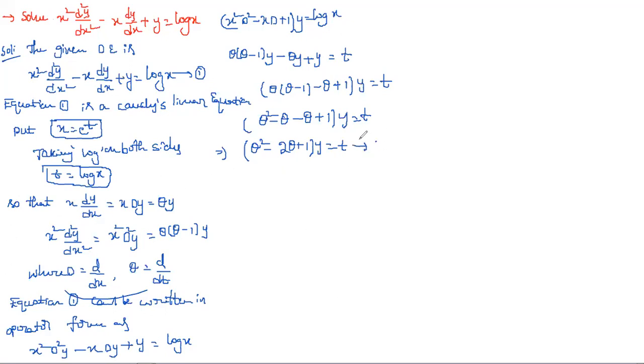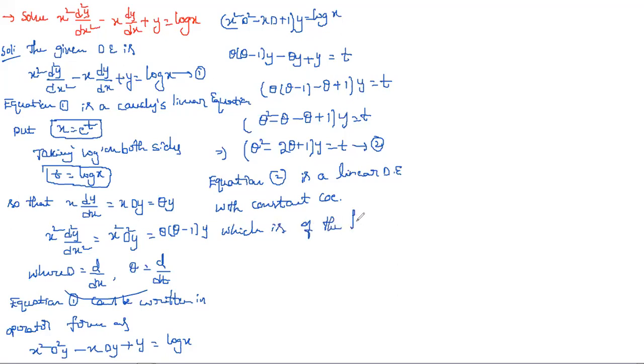So let it be taken as equation 2. Now equation 2 is a linear differential equation with constant coefficients, which is of the form f(θ) y = Q(t), where f(θ) is what we got there, θ² − 2θ + 1, and Q(t) is equal to t.